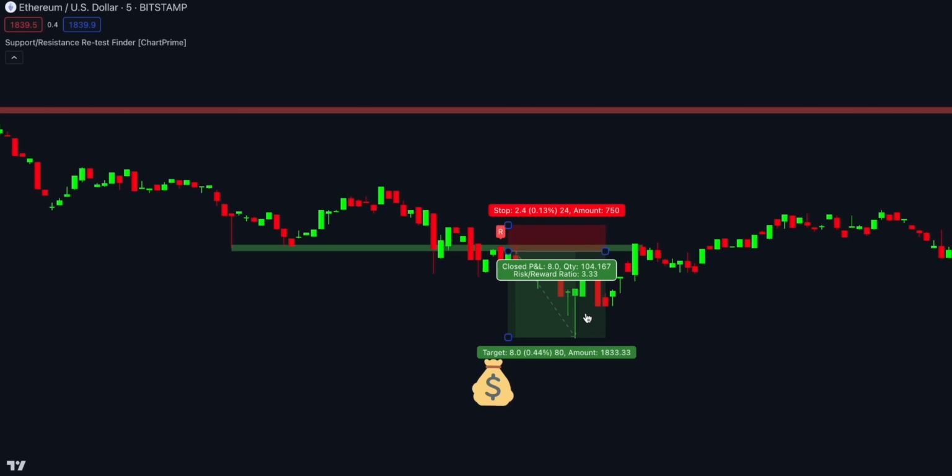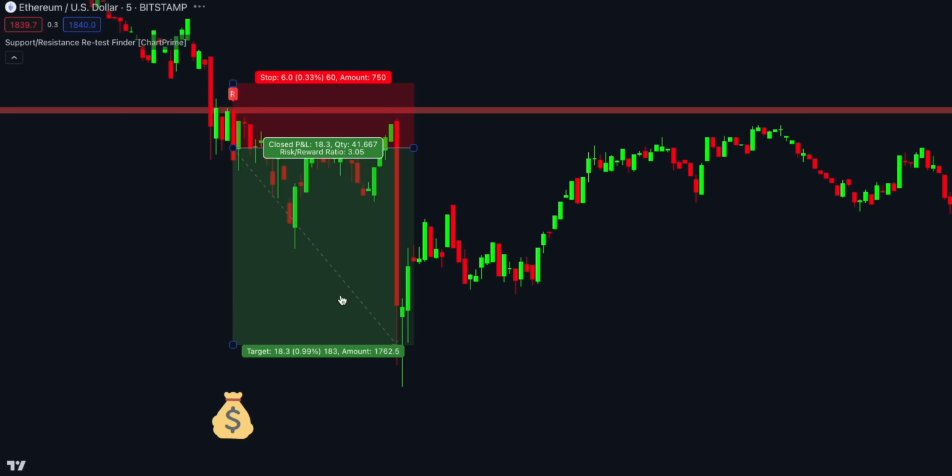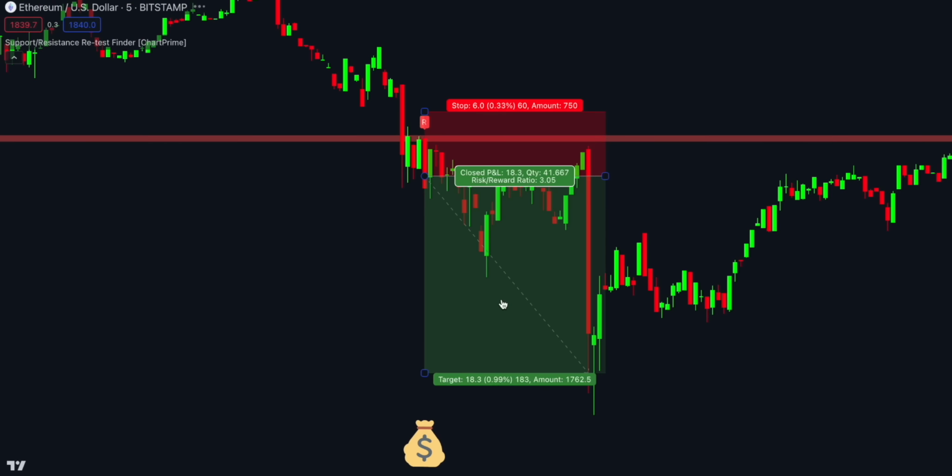I just found a TradingView indicator that gives buy and sell signals based on support and resistance price retests. Check out these recent signals on the Ethereum price chart on the 5-minute time frame. 3-to-1 risk-reward ratio in this trade. A 2% risk per position could have made you 6% profit.